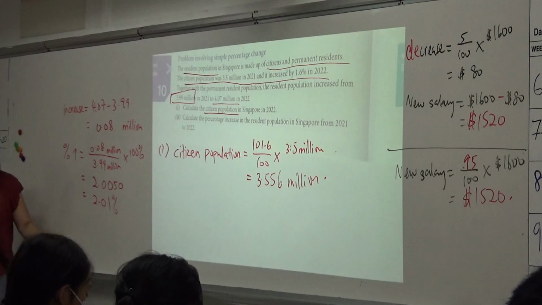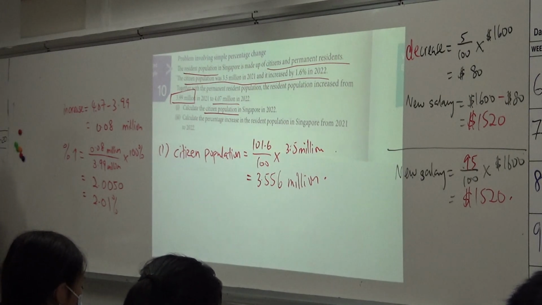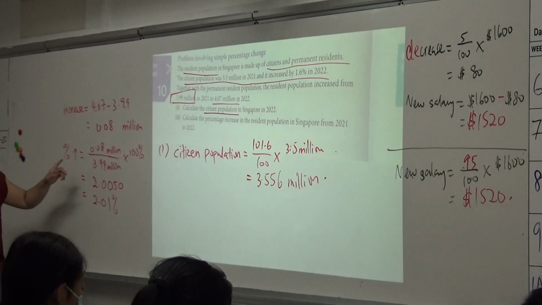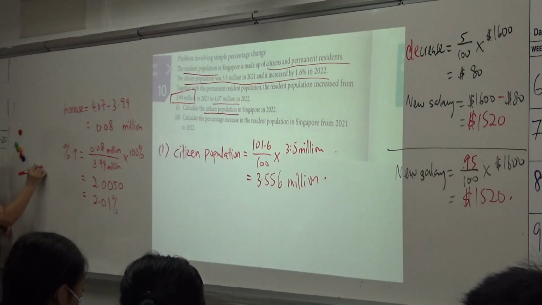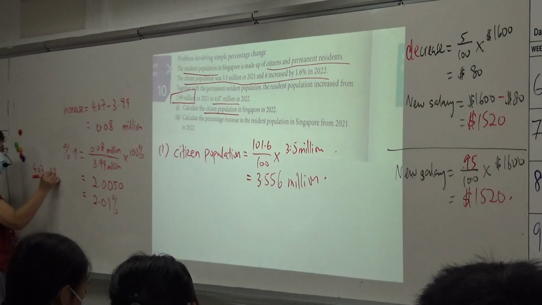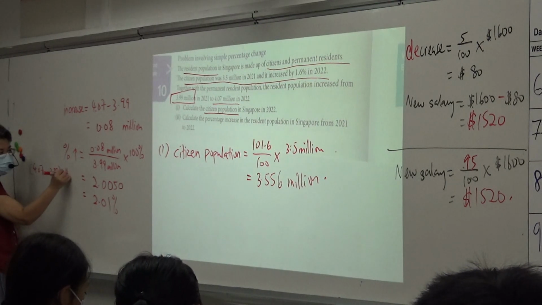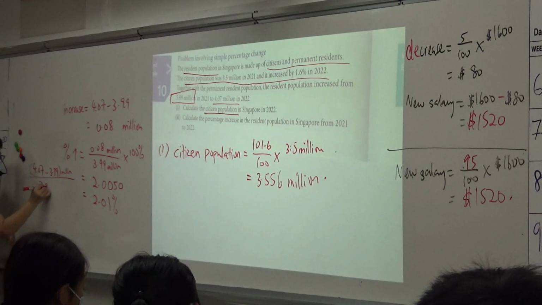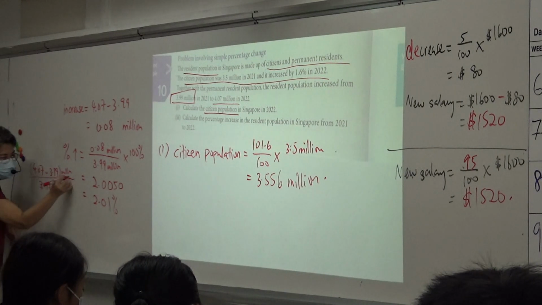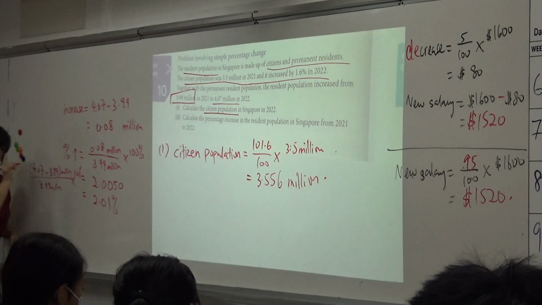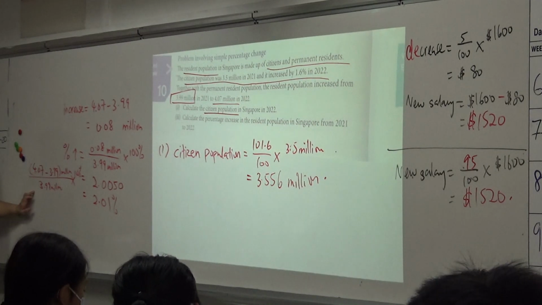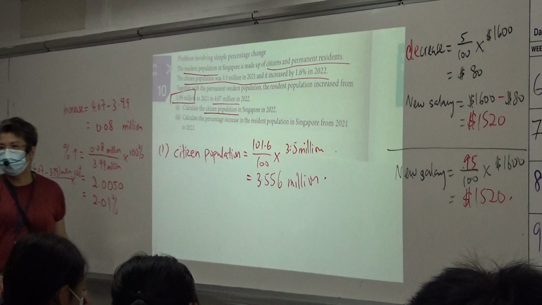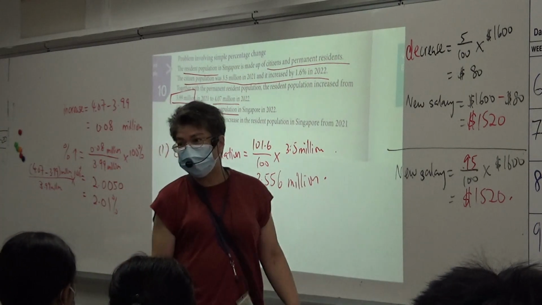1%. Understand? Now, you will tell me, Joe, can I do this straight? You can. You can say 2.07 minus 3.99 million over 3.99 million, then you times 100%. It's the same. That means you do the increase, then upon the original. But the important thing is that you must put it upon the original. Is that clear to everyone?